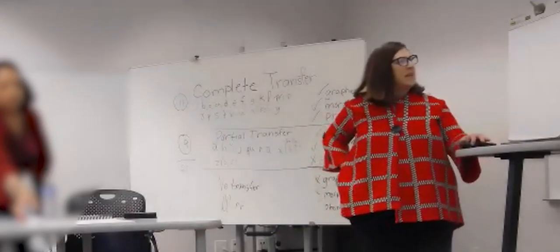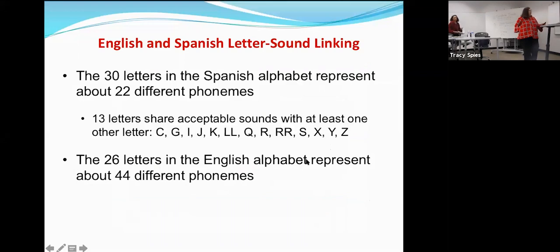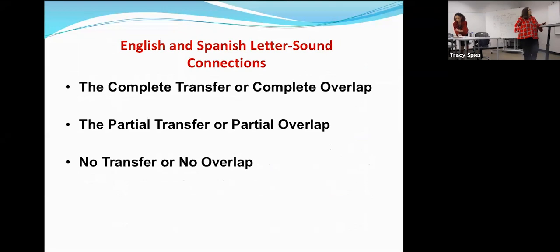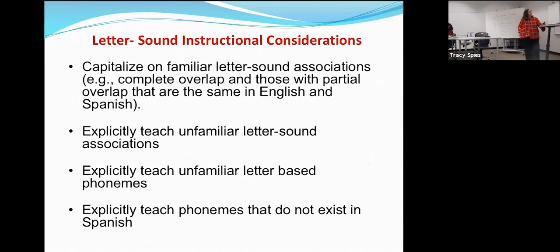So this is really trying to make connections across the languages. When you're designing instruction, we have to see what the kids know, and then work on what they don't, or what's almost the same, and then what's totally different, like the SH, TH, NG, and some of those diphthongs. Okay. So we want to capitalize on the letters and sounds that are the same, then move to those that are almost the same, and then all those that are brand new to these kids.